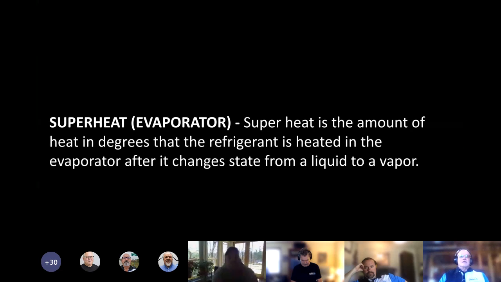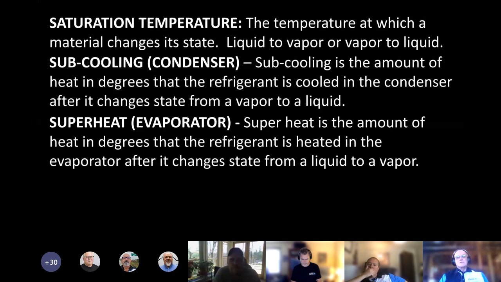So again, summary slide, saturation temperature is the temperature at which anything changes its state. Subcooling has to do with the condenser, the amount of degrees of subcooling. We want to know how much that temperature has changed in the condenser, and the same with the evaporator in superheat. How much has it increased in temperature?